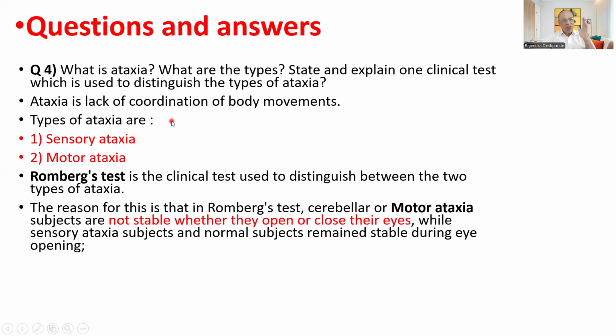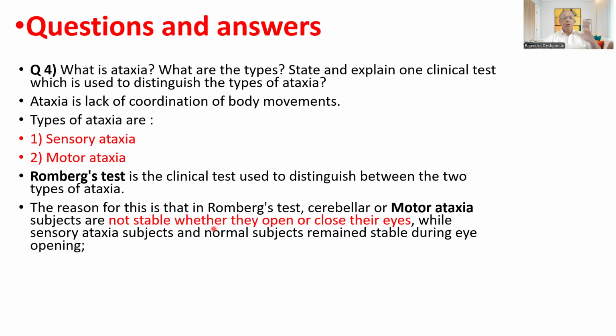Ataxia is a lack of coordination of body movements. Types of ataxia, sensory ataxia and motor ataxia. Now there is one test, Romberg's test, standing in a straight position. Romberg's test is a clinical test which is used to distinguish between the two types of ataxia. In Romberg's test, cerebellar or motor ataxia patients are not stable, whether they open or whether they close the eyes.